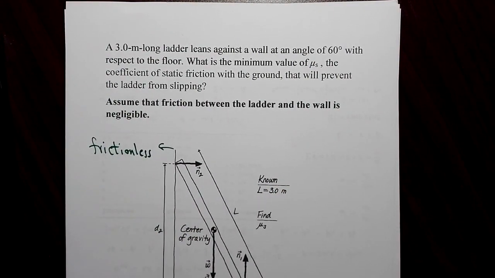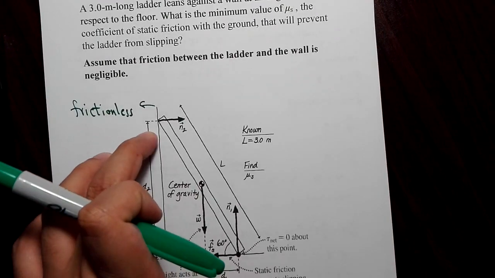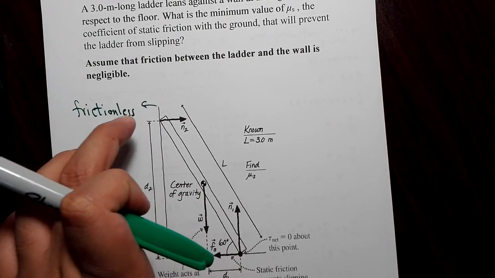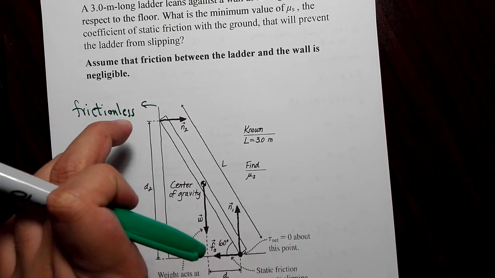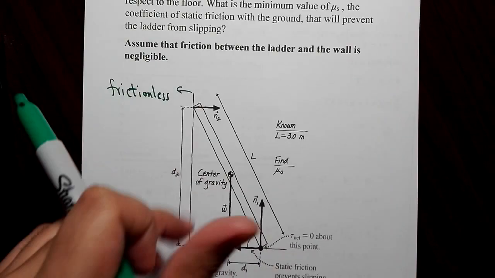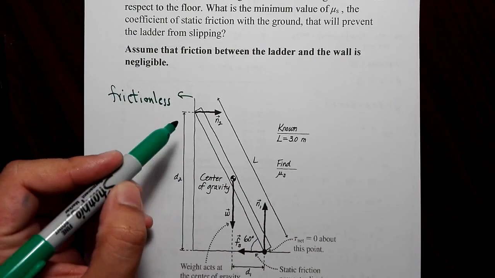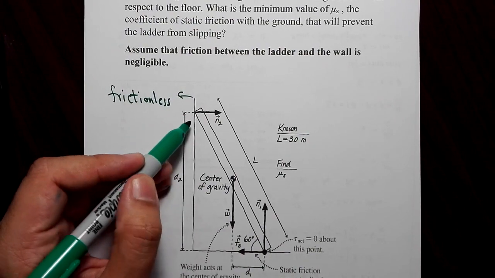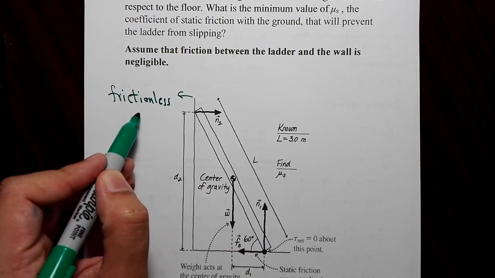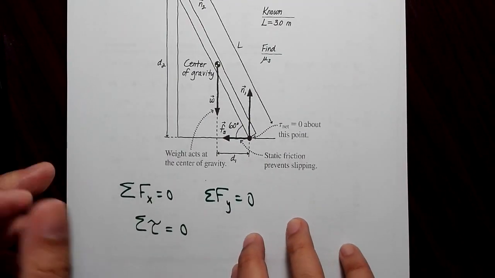Okay, so we have to make sure that the ladder doesn't slip. In other words, it stays in static equilibrium, it stays still. And we're going to assume that the contact between the ladder and the wall is frictionless.